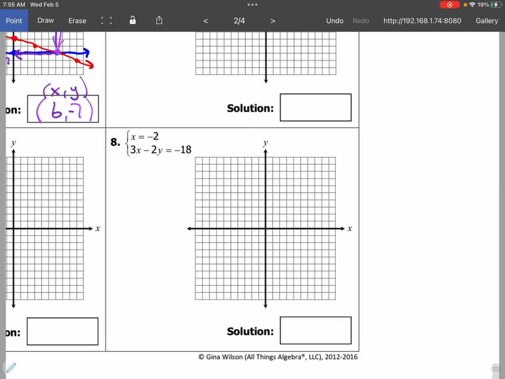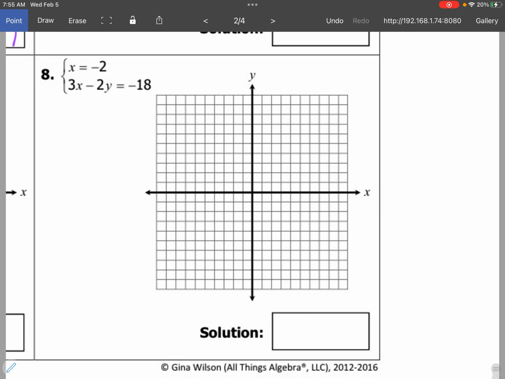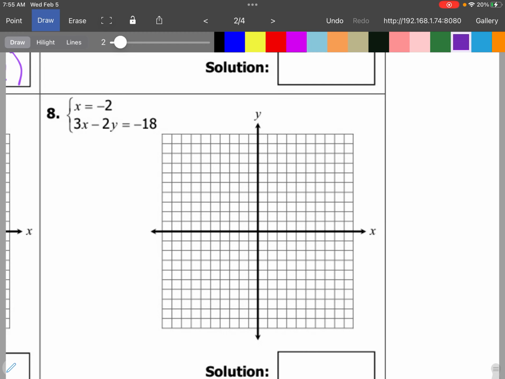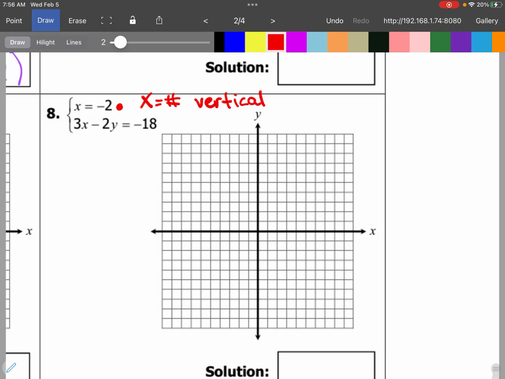And now one more I'm going to do with y'all. Let's do number 8 right here. Number 8 has another special situation. This guy right here. Anytime you have x equal to any number, it's going to be a vertical line. We just need to go where x is equal to -2. So here's a 0, -1, -2. We need to put a point right here and then a vertical line. Vertical means up and down.